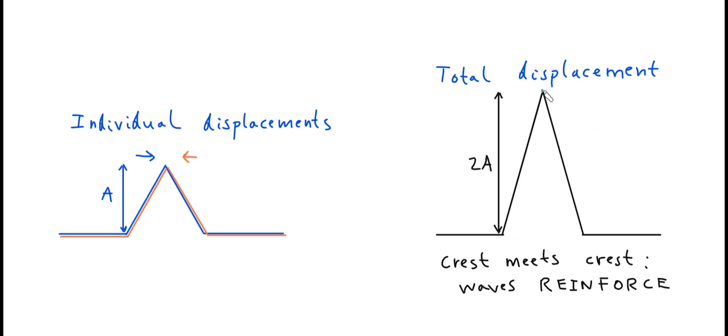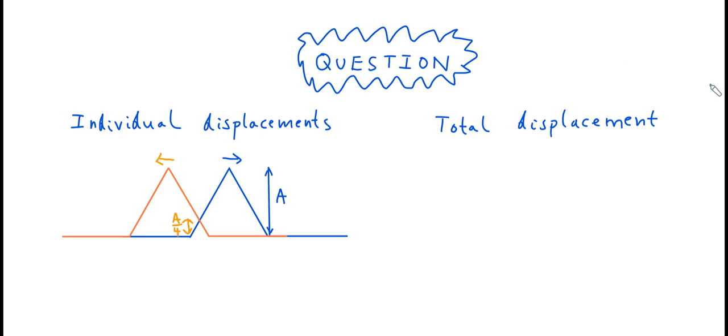It will just look like a bigger version, a stretched or magnified version of one of the individual wave patterns or profiles. So this is an important concept. What we're seeing here is that when a crest or a peak meets another crest, we say that the waves reinforce. Now here's a question for you.